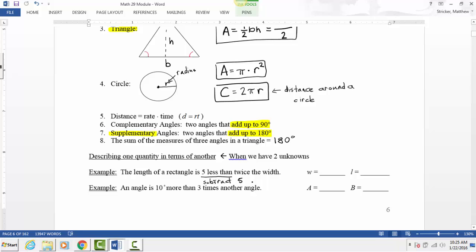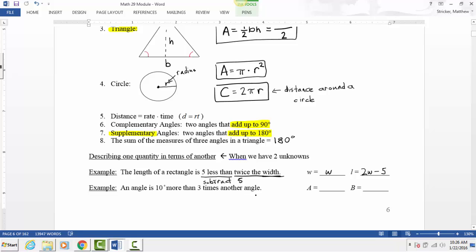So in this case, we're going to subtract 5 from the width. Or sorry, it's not the width, but twice the width. So we'll subtract 5 from twice the width. So we'll take twice the width and we'll subtract 5 from it. If we describe the length, then we're describing the length in terms of the width, because the length is 5 less than twice the width. We're just going to let the width stay w.